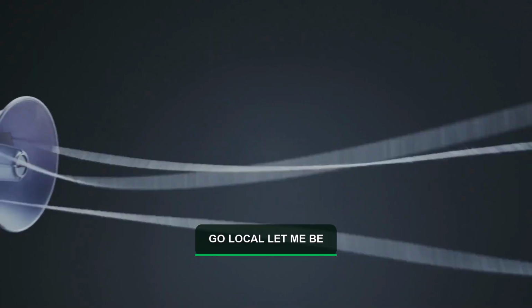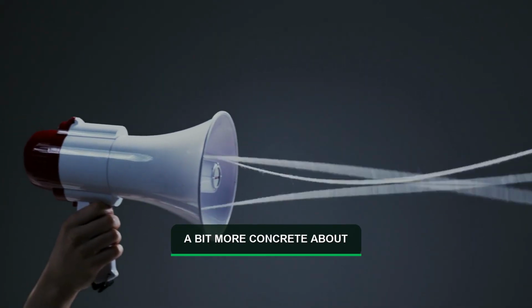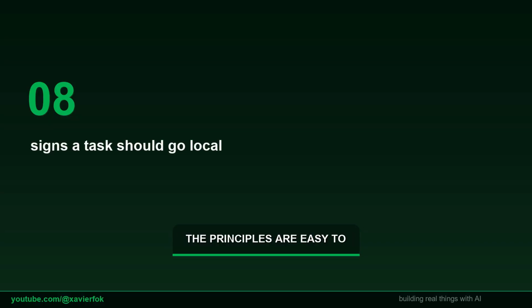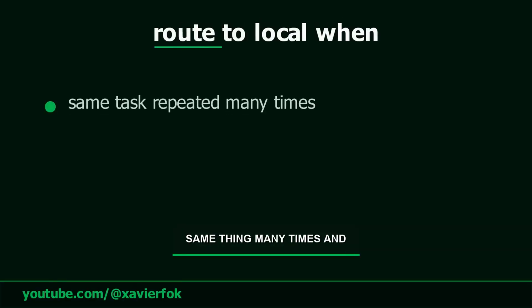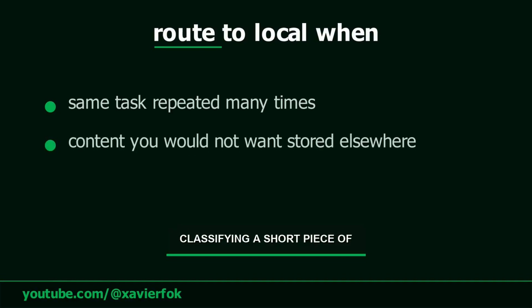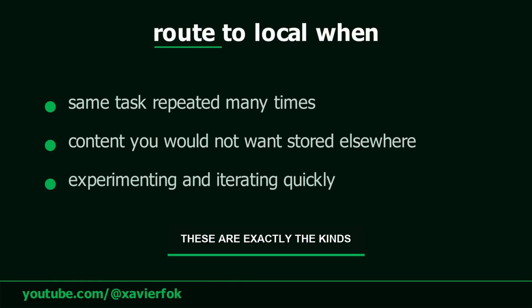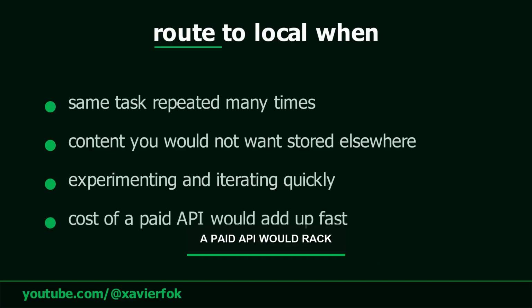When a task should go local. Let me be a bit more concrete about the routing because I think the principles are easy to state and easy to forget in practice. The clearest sign that a task should go local is when you are doing the same thing many times and the task is not hard. Extracting a field from a document format, reformatting text, classifying a short piece of content into one of a few categories, these are exactly the kinds of tasks where local performs fine, and doing them through a paid API would rack up cost for no quality benefit.